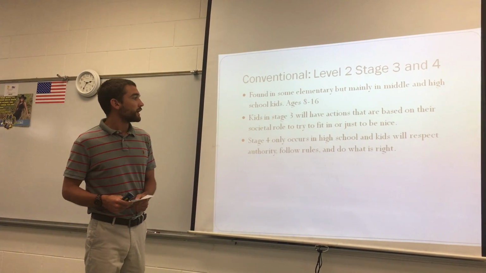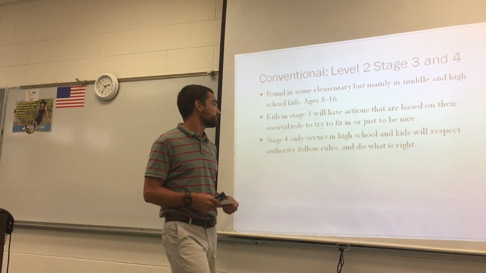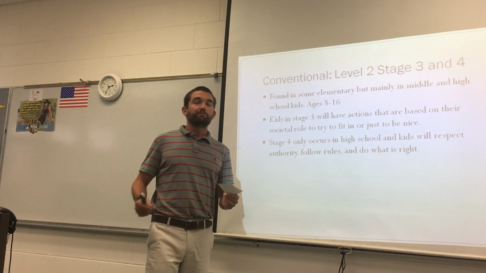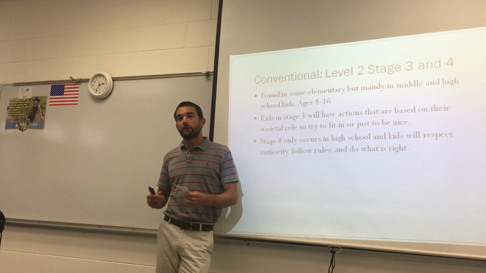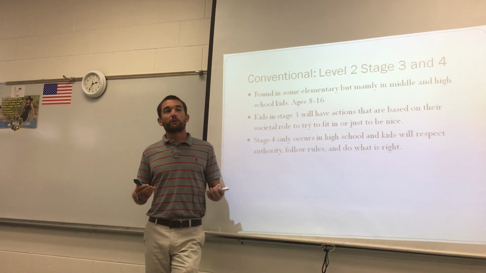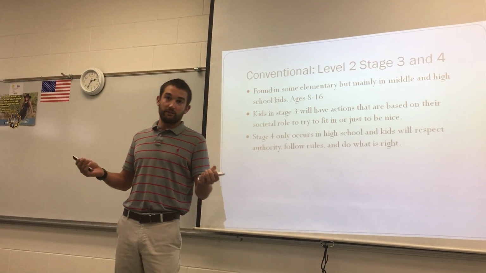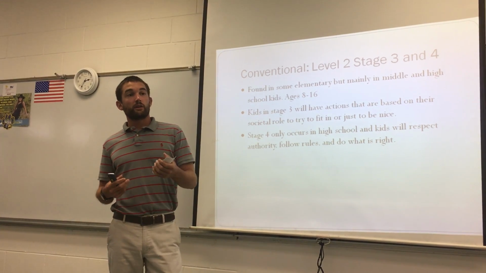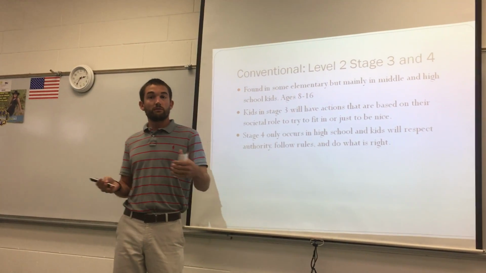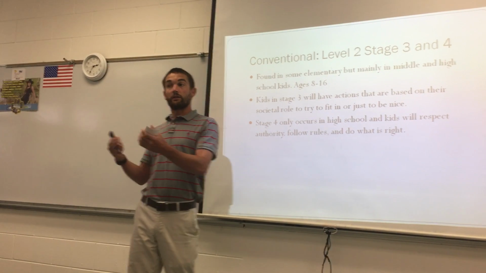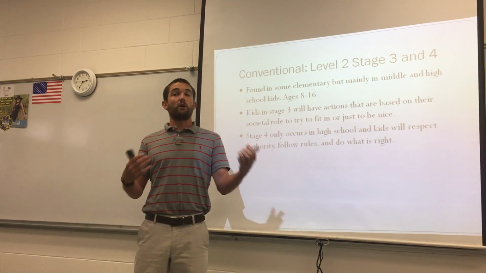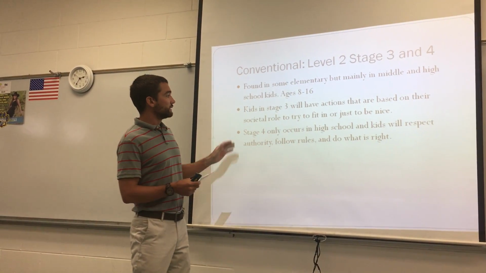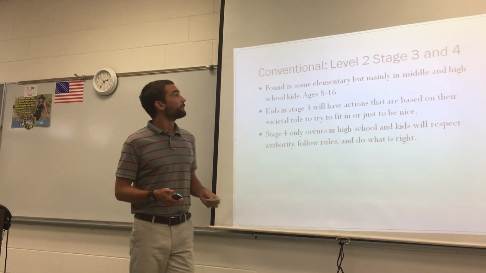Stage 4 occurs in high school students, some middle school, and they respect authority, follow rules, and do what is right. Another example would be a high school student who doesn't agree with something. Kids these days like to protest about anything. If they disagree with something, they're going to ask permission to, for example, protest on campus. They're just not going to do it without permission. They want to follow the rules that were set forth. They do not want to break them. This is what stage 4 is talking about.